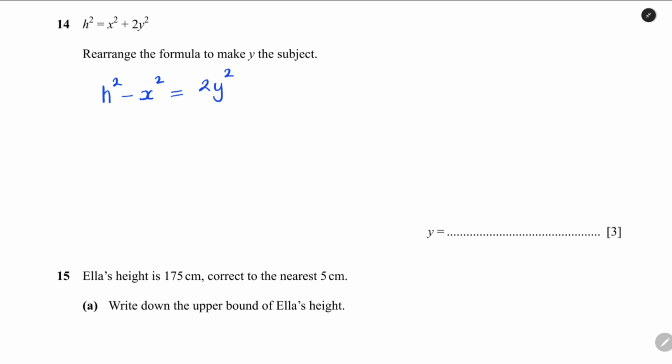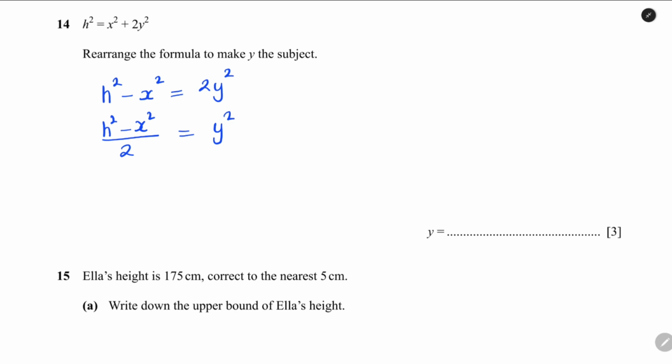So we need to get rid of the doubling. To get rid of a double, we half. So we're going to divide both sides by 2. We're going to have h squared minus x squared over 2 equal to y squared.